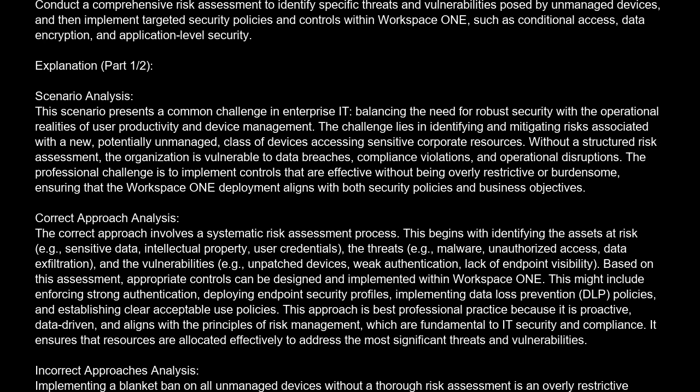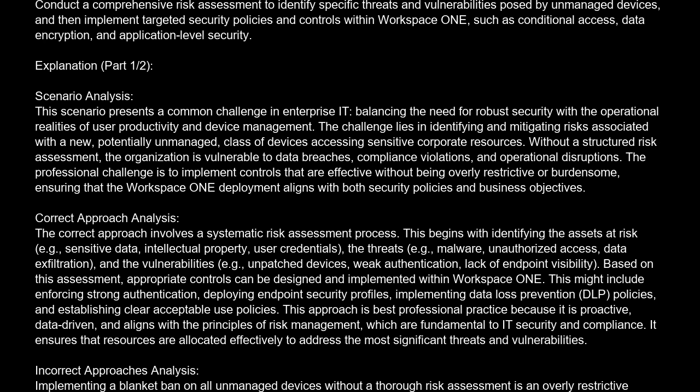This might include enforcing strong authentication, deploying endpoint security profiles, implementing data loss prevention, DLP policies, and establishing clear acceptable use policies. This approach is best professional practice because it is proactive, data-driven, and aligns with the principles of risk management, which are fundamental to IT security and compliance. It ensures that resources are allocated effectively to address the most significant threats and vulnerabilities.